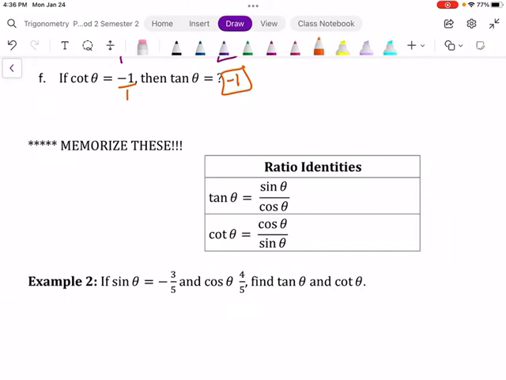Some other ratios that you're going to want to have memorized for sure are the tangent and cotangent. Tangent is sine over cosine, and cotangent is cosine over sine. And we went over the tangent one already, and because cotangent is the reciprocal, we've just got to flip the fraction over.